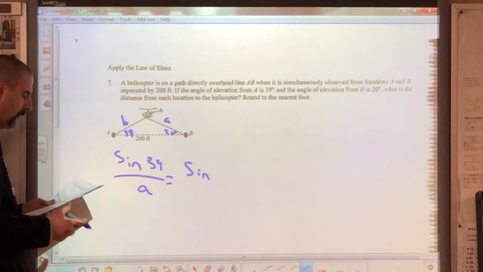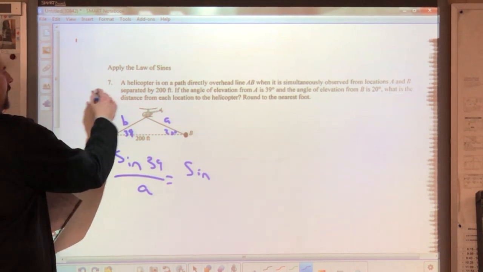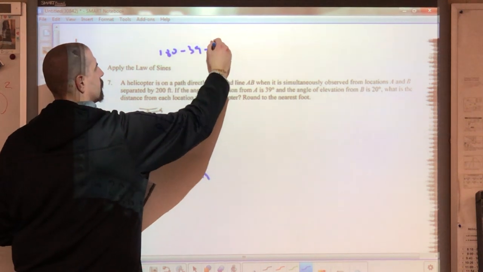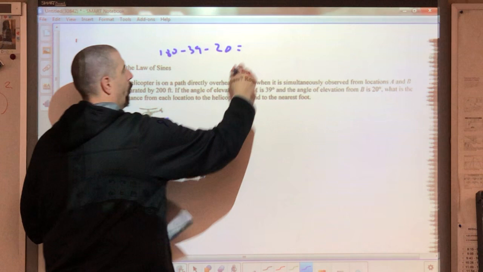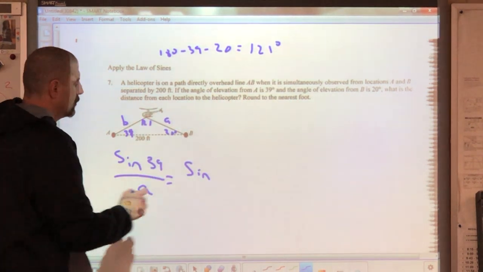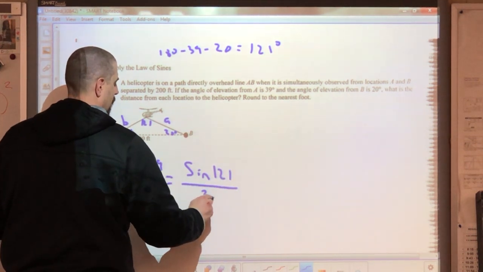We're missing that angle. So how do I find that angle? Well, you're going to take 180 minus 39 minus 20, and that's going to give us 121. So this angle is 121 degrees. So it'll be sine 121 over 200.